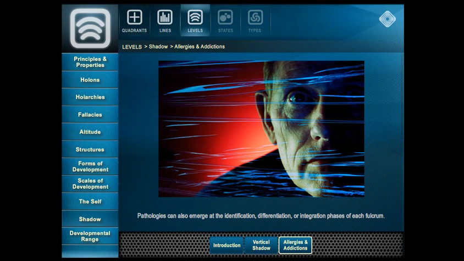Pathologies can also emerge at the identification, differentiation, or integration phases of each fulcrum. Two general pathologies result: allergies, or repression of previous stages or capacities, or addictions, which are fixations or obsessions with a current, past, or emerging stage.